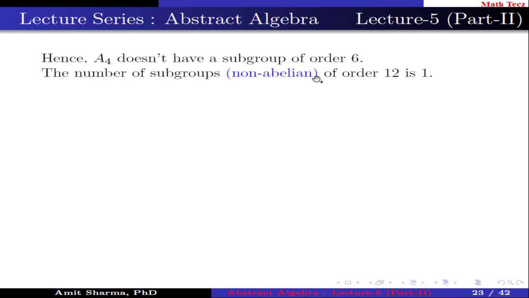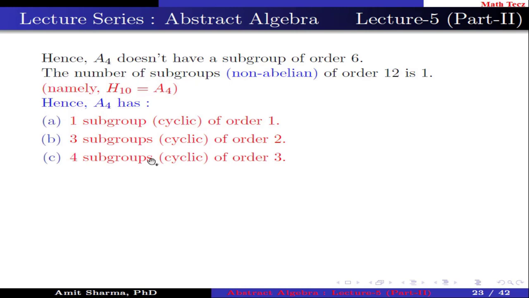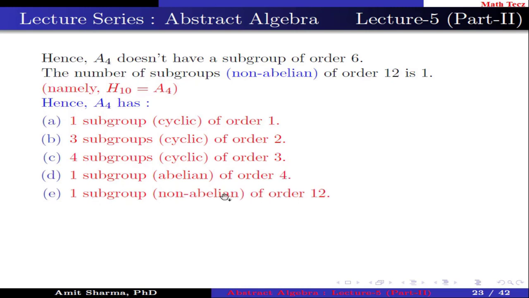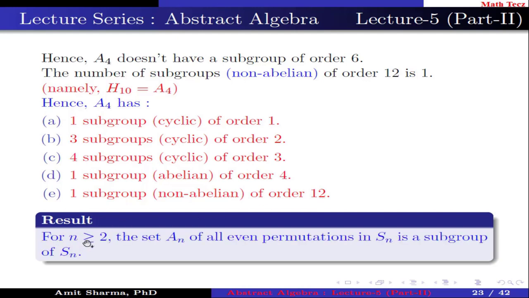The number of subgroups of order 12, which is non-abelian, is 1. And the subgroup is H10, which is equal to A4. Hence, A4 has 1 subgroup which is cyclic of order 1, 3 subgroups which are cyclic of order 2, 4 subgroups which are cyclic of order 3, 1 subgroup which is abelian of order 4, and 1 subgroup which is non-abelian of order 12. Result: for n greater than or equal to 2, the set An of all even permutations in Sn is a subgroup of Sn.